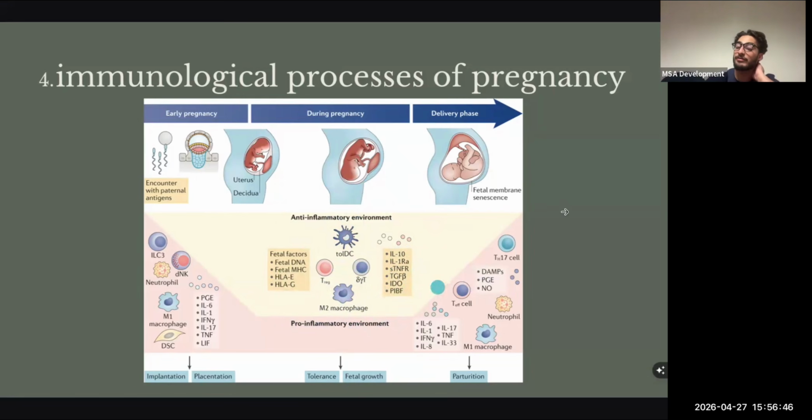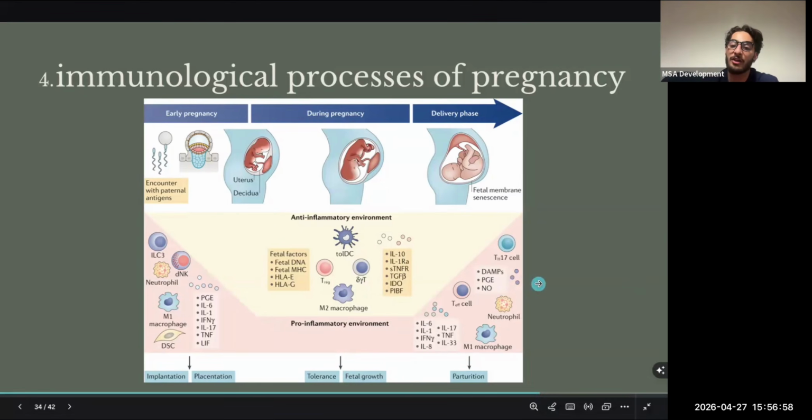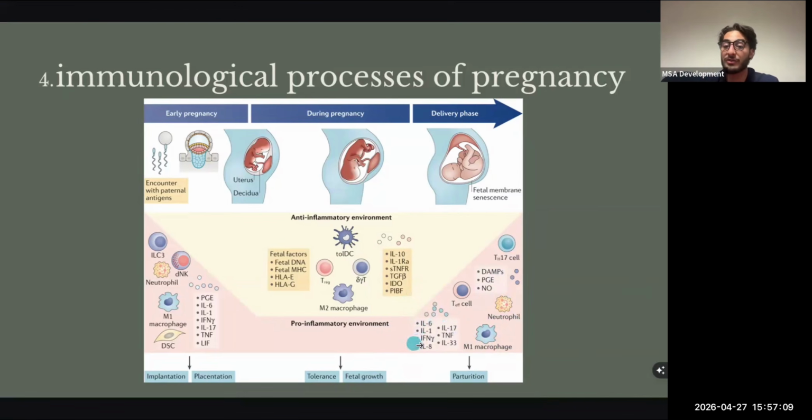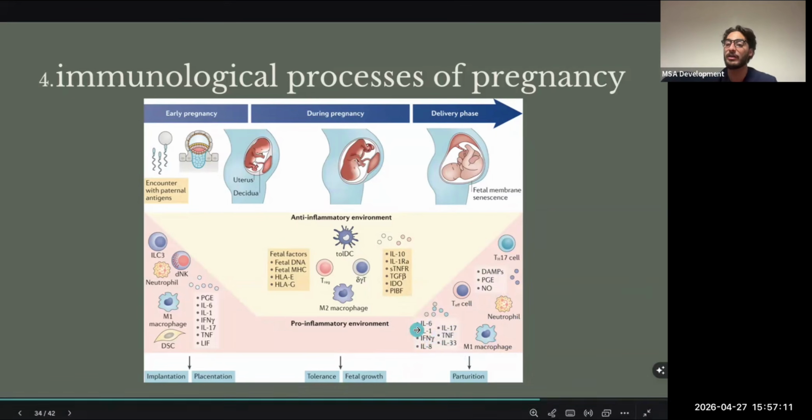And then finally, in the delivery phase, because we need the separation of the baby from the placenta, and we need contraction and we need all that stuff in order to expel the baby from the uterus, it's going to be again another pro-inflammatory environment. The M1 macrophages are going to be predominant. They're going to release all of these pro-inflammatory cytokines, IL-6, IL-1, interferon gamma, IL-17, TNF, all these things.